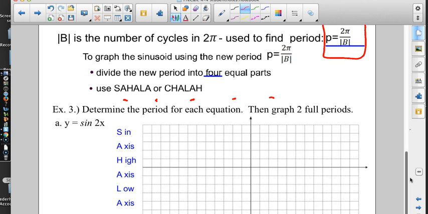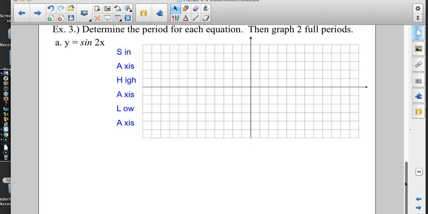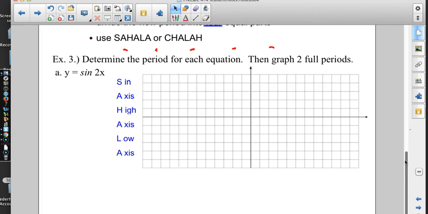And then like it says, we'll just use Kahala, if you use the mnemonic device. If you don't, that's okay. But you have to be able to figure out how to graph that piece. So this says we're going to determine the period for each equation and then graph 2 full periods. And a lot of what we're going to do today is just focused on this.